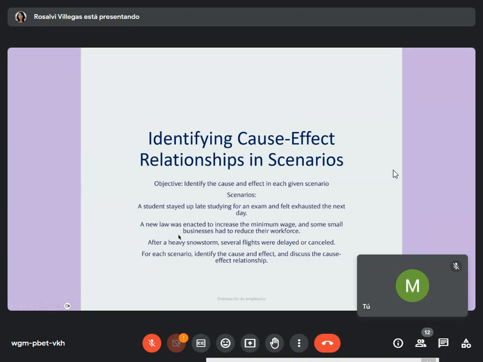In this other example, we can say: after a heavy snowstorm, several flights were delayed or cancelled. In here, what will be the cause?